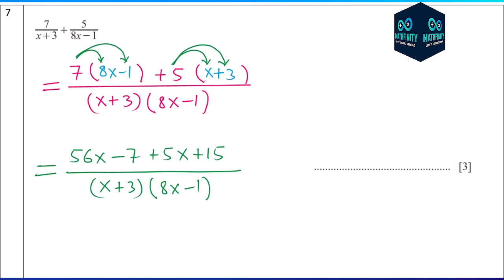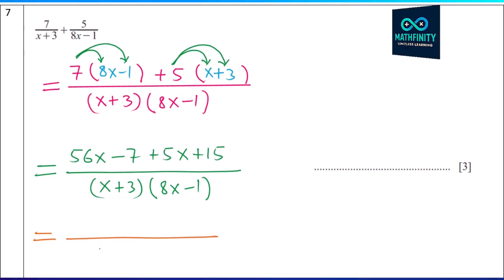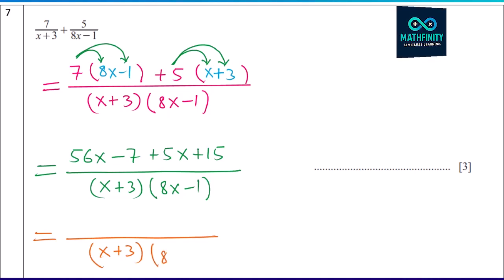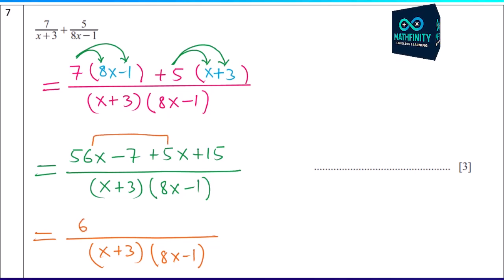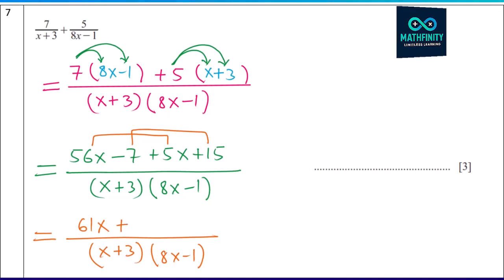After this, we have to add or subtract the like terms. Keep the denominator as it is. The like terms in the numerator are 56x and 5x. So it will be 61x, if you add 56x plus 5x. And these two are the like numbers: 15 minus 7 is 8. This is the final answer.